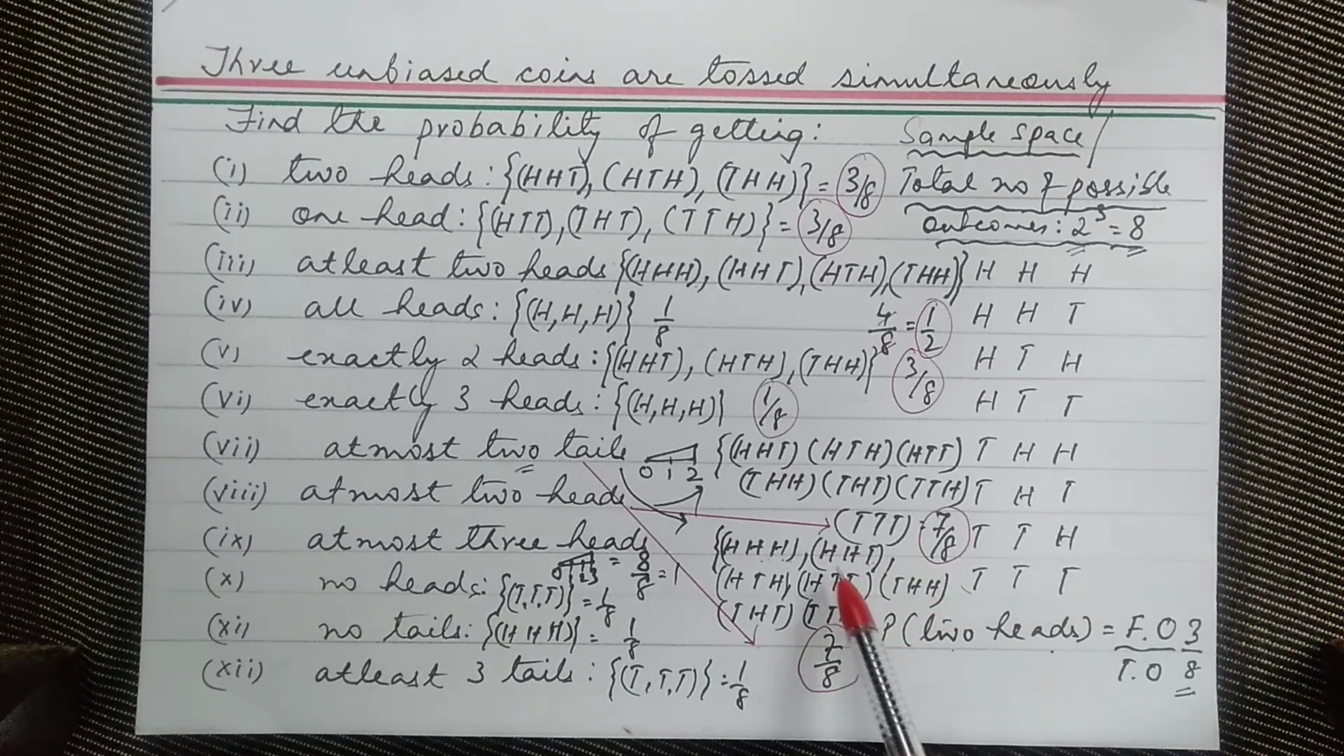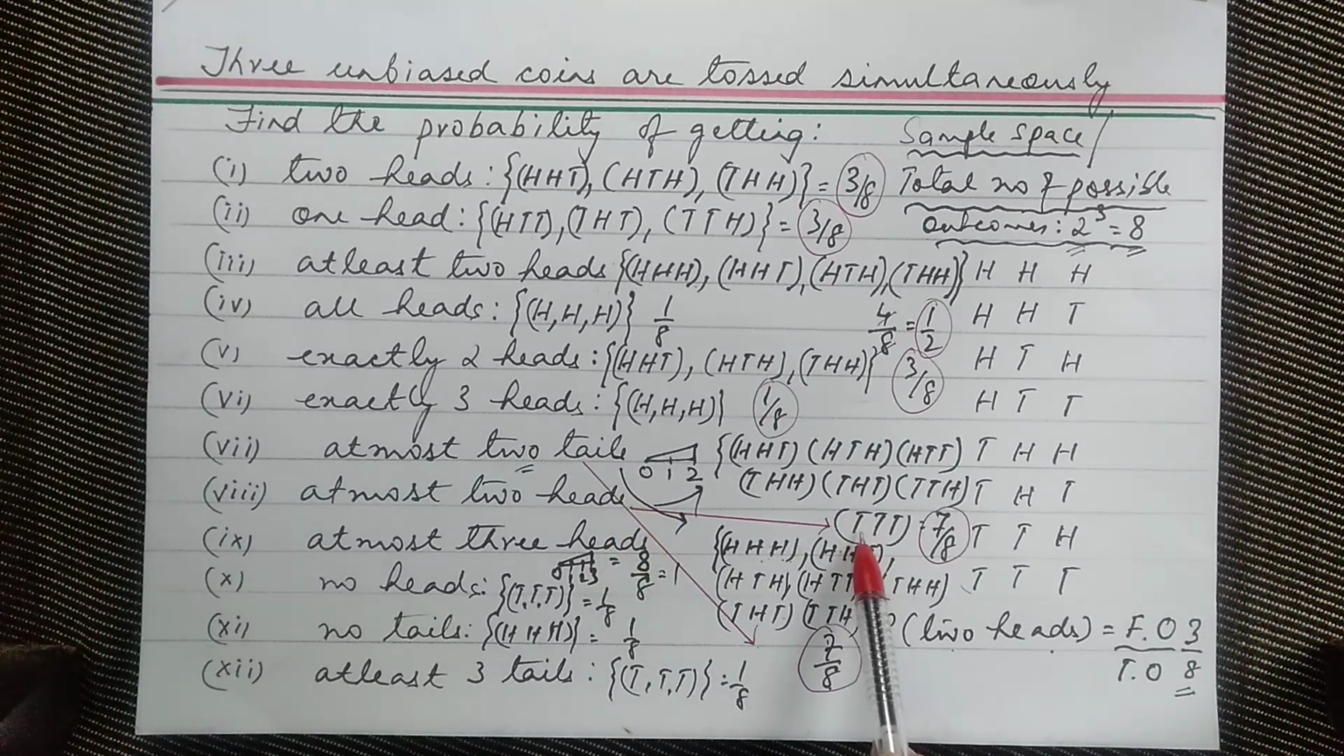So, how many are there? 1, 2, 3, 4, 5, 6, 7. So, my answer for 2 tails is 7 by 8. The only reverse, okay, we do for at most 2 heads. Means at the most, maximum we can stretch to 2 heads. It doesn't really matter if I have 0 heads also.